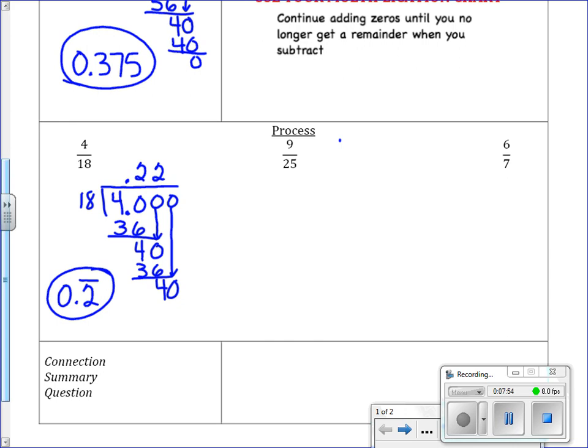Now, 4/18 can be reduced. We didn't reduce it, but 4/18 we can divide the numerator and the denominator both by 2, and we'll end up with 2 over 9.